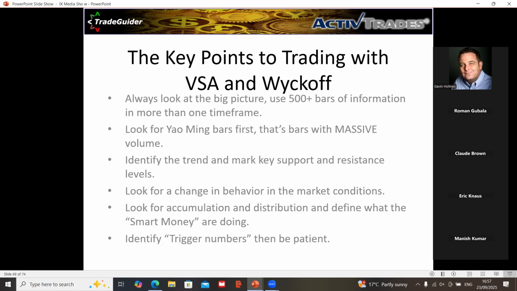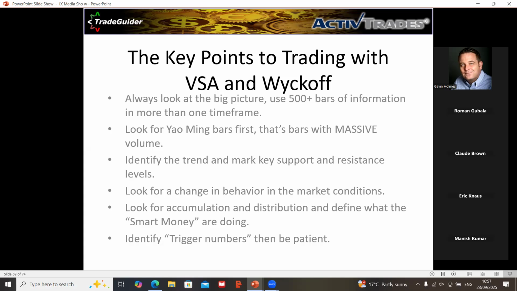Identify the trend, which you do, and mark the key support and resistance levels. That's important too. Look for a change in behavior. That's David Weiss. A great book. Please go and get it. It's called Trades About to Happen. Write that down. It will help you enormously. It helped me. Trades About to Happen by the late, he's passed away now, David, D-A-V-I-D, Weiss, W-E-I-S. Brilliant book.